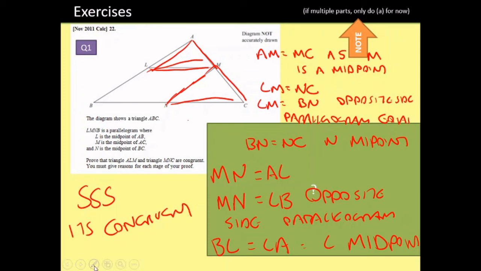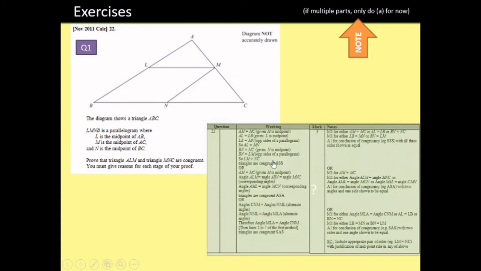Now I'd imagine there's other ways you could prove this. Let's see what it says there. And there's all your other versions.